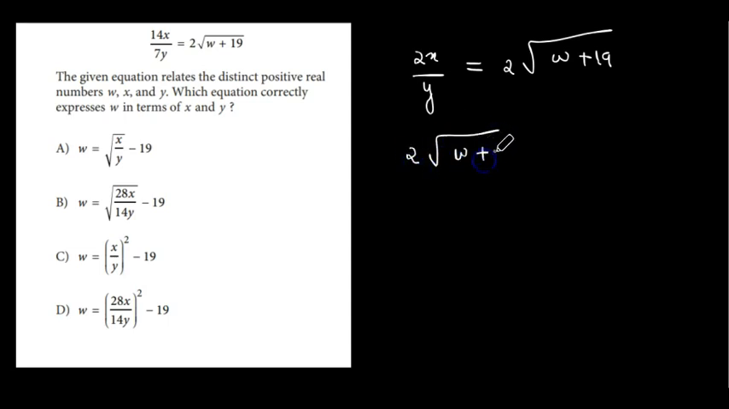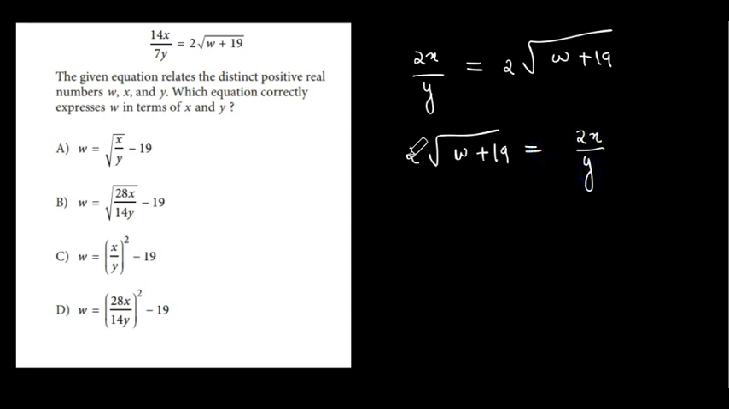The next question is almost connected with little equations. You're given an equation with 14x over 7y. The moment you see 14x over 7y, you can make it 2x over y, because 14 and 7 you can cancel and make 14 into 2. That is equal to 2 square root of w plus 19. Now I want to make an equation for w. So I'm just rewriting it: 2 square root of w plus 19 equals 2x over y.